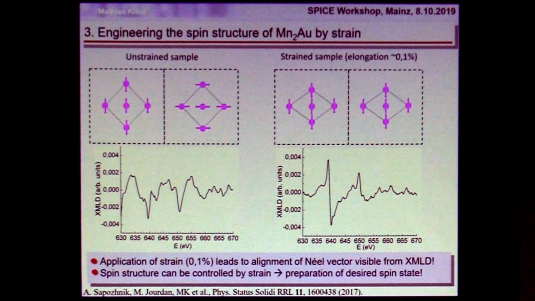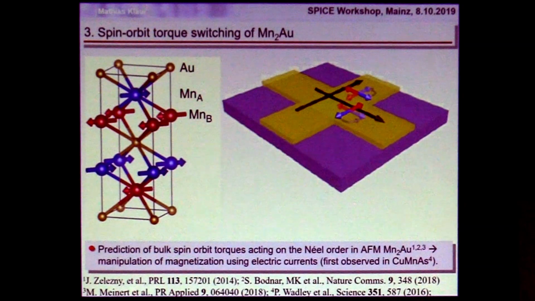Okay, strain is great, but strain is not what a company would look for in order to manipulate the Néel vector efficiently in a microelectronics device. For that, we use spin-orbit. We've already seen nice talks about this, so I don't need to go into a lot of detail.